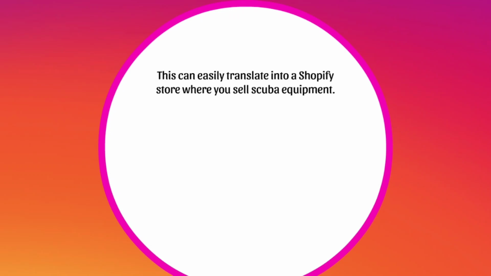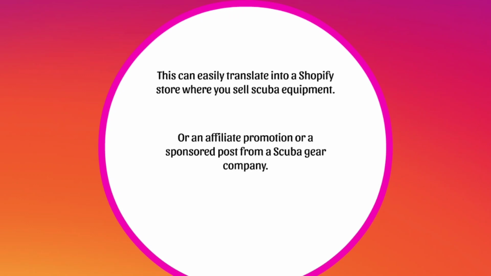You get to indirectly sell, because at the end of the day, people are going to want what you have. They feel, okay, if I have the same tools or equipment that you have as a scuba diver, or as whatever you're trying to do as a lifestyle brand, they're more likely to buy it, right? So it can be a Shopify store, it can be an affiliate promotion, it can be a sponsor post from a scuba gear company, which we'll talk more about later down the road. But before you can do all that, you need to have a brand. You need to have the ability to create a lifestyle, right?